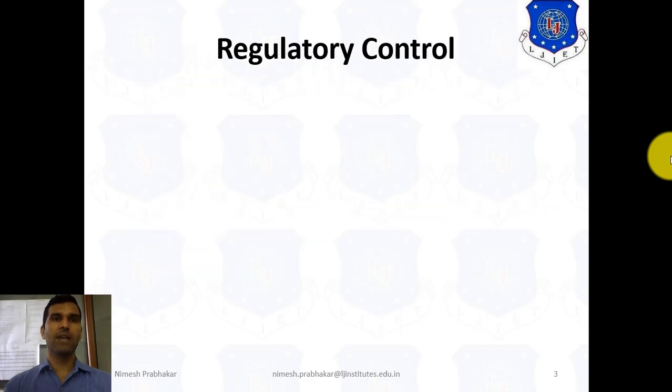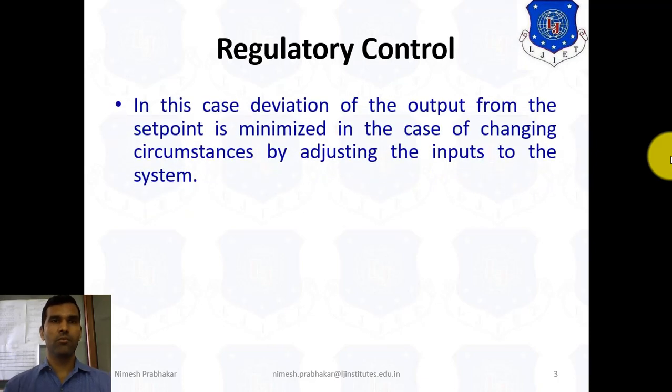First we start with regulatory control. In regulatory control, the deviation of the output from the set point is minimized, in the case of changing circumstances, by adjusting the input to the system.